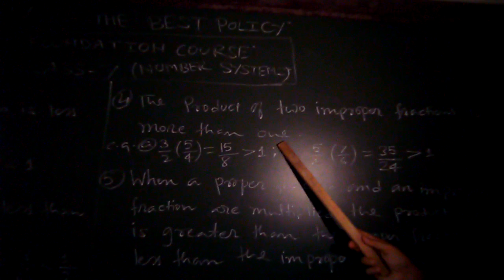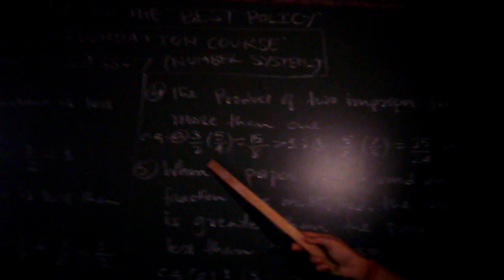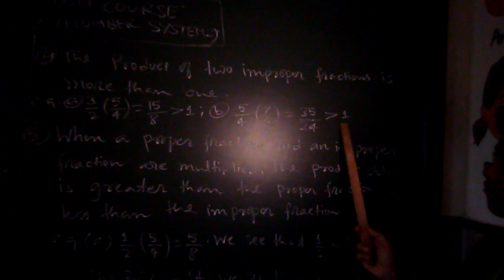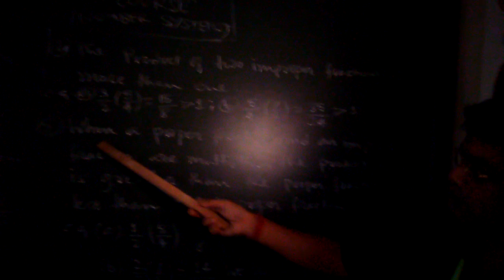Come to the next observation. The product of two improper fractions is more than 1. I repeat, the product of two improper fractions is more than 1. For example, when we multiply 3/2 and 5/4, the result is 15/8, which is greater than 1. Similarly, when we multiply 5/4 and 7/6, the result is 35/24, and the result is greater than 1. So now come to the last observation.